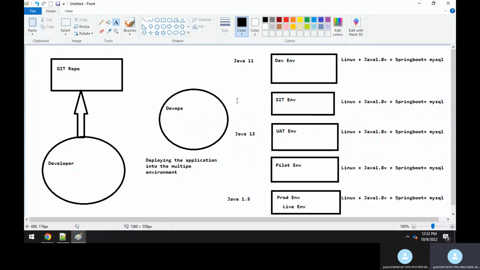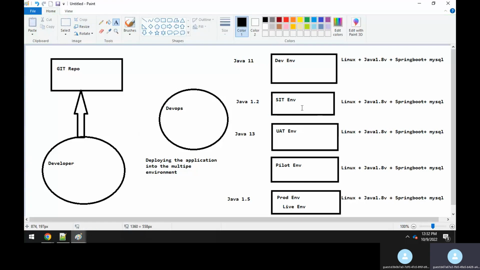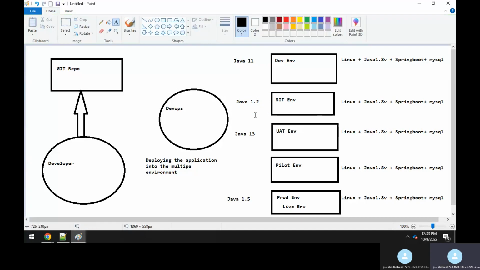If there is already some other version there, and he's deploying the code, suppose in SIT, assume that it has Java 1.2. I'm just taking an example. The DevOps engineer has already deployed the code into this SIT environment. That code might not work because it has been developed in 1.8, and the existing environment in SIT is 1.2. So your code or your project might fail. It might not run. This is the challenging task which the DevOps engineer was facing earlier.